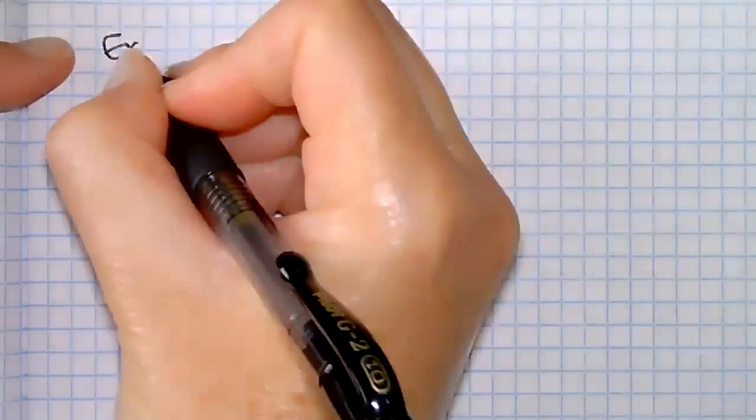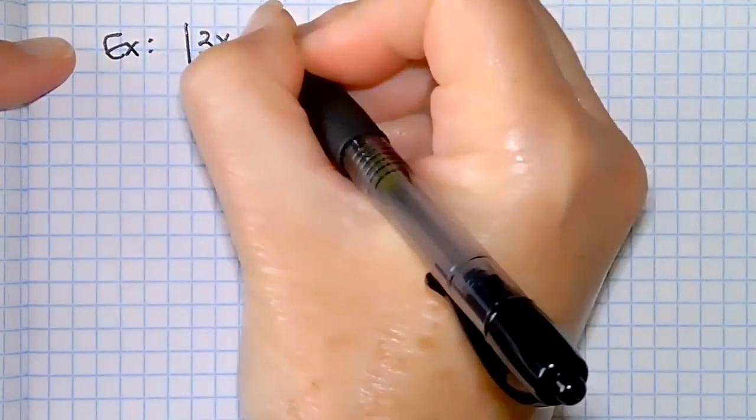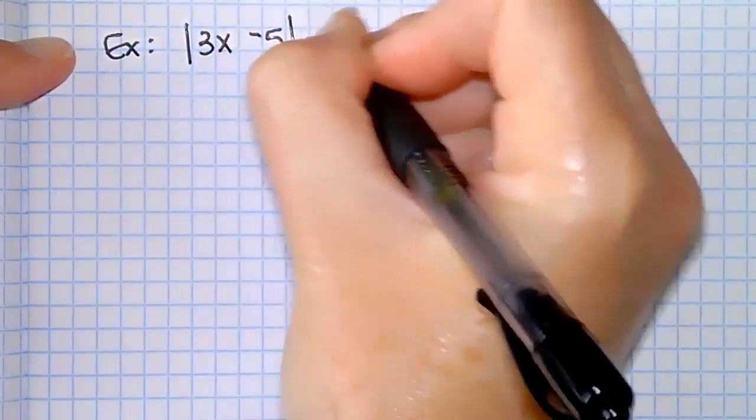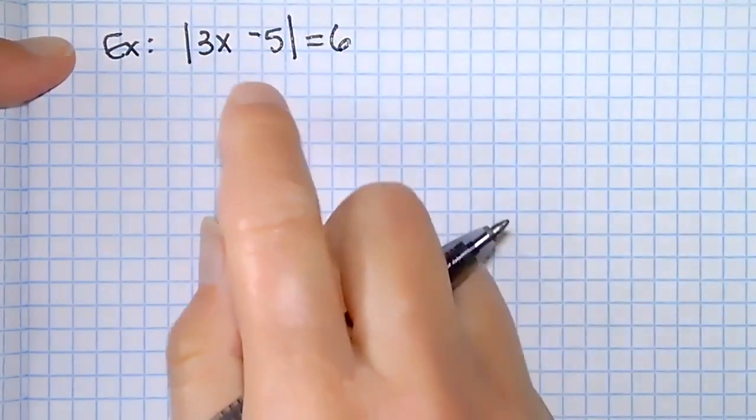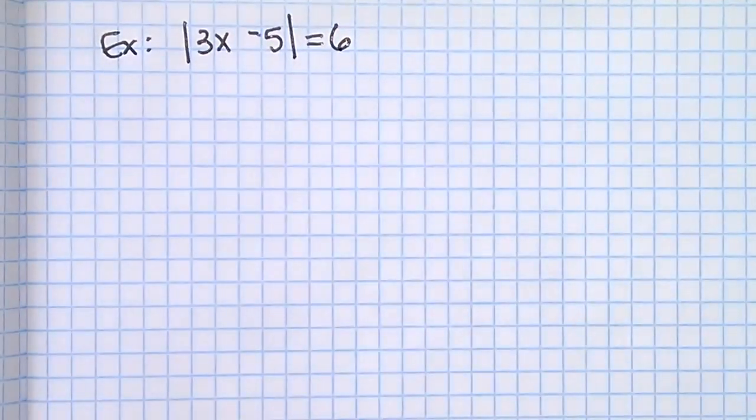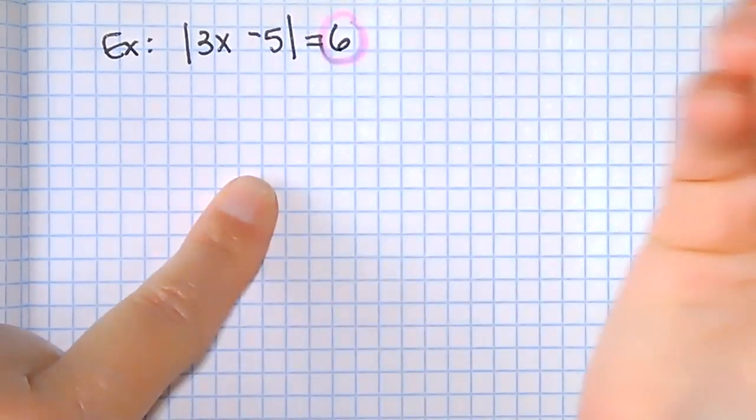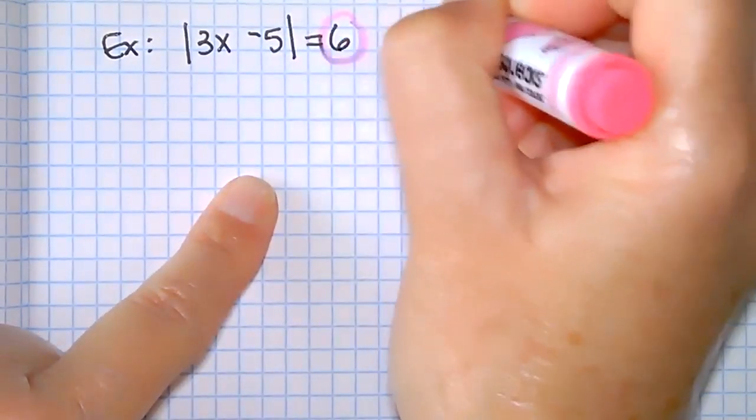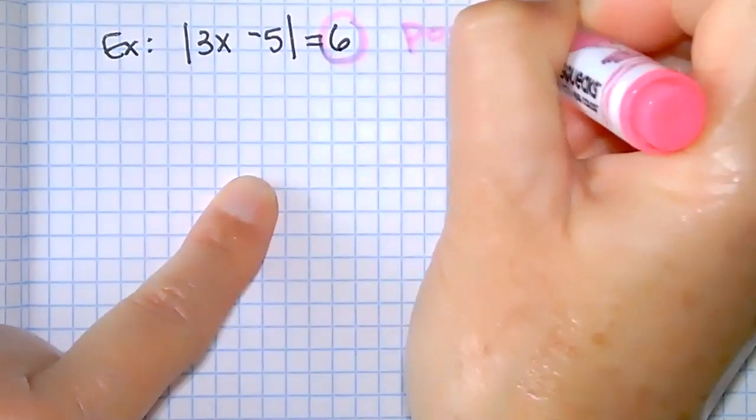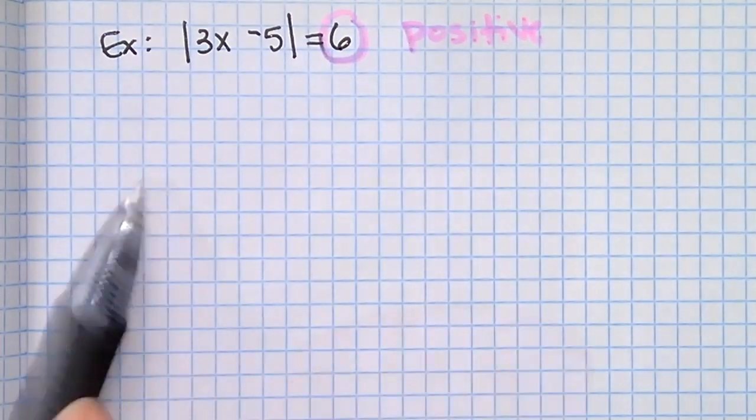So let's say our next example is absolute value of 3x minus 5 is equal to 6. Again, you want to make sure your absolute value is isolated. It is. If it is isolated, you want to look over here to see what type of number this is, and this is a positive. So if it's a positive, you're going to write your two equations.